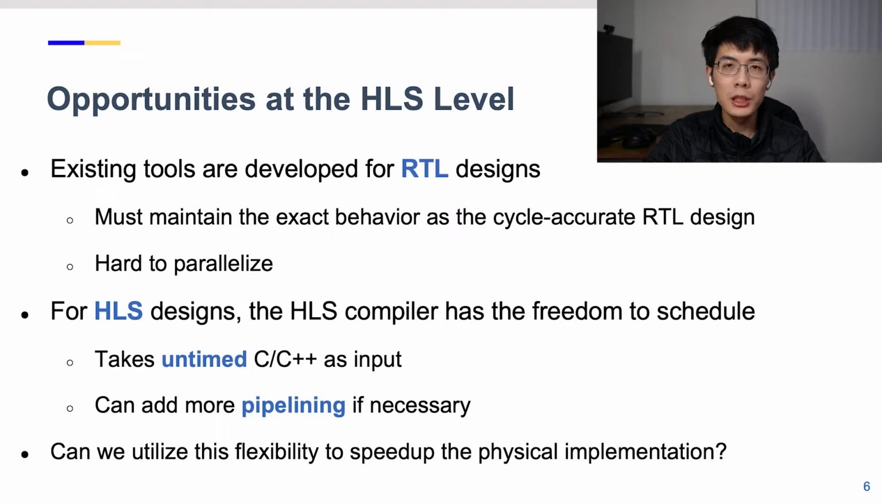However, new opportunities may arise if we try to tackle this issue at the HLS level. Compared to an RTL design, an HLS flow starts with untimed C++, and the HLS scheduler has the flexibility to add more pipelining if necessary. Can we utilize this flexibility to pipelining to speed up the downstream physical implementation?